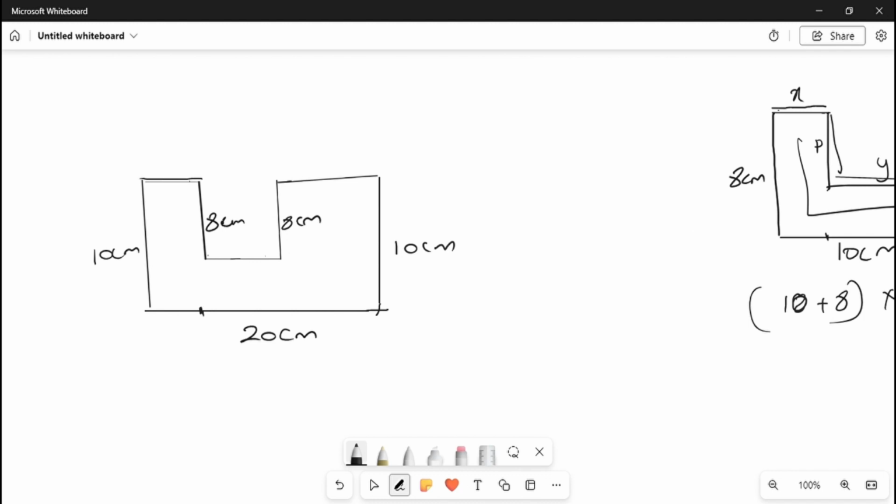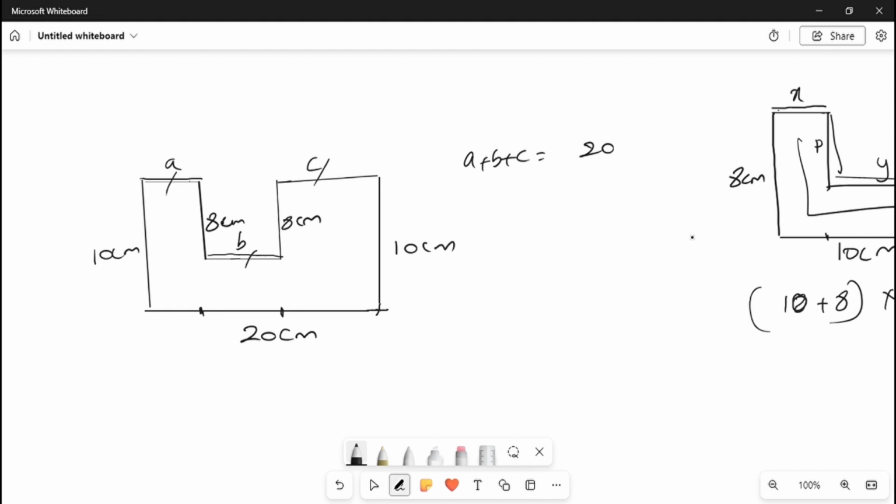This length is coming over here. This length is coming over here. This is coming over here. Therefore, this and this and this together, if it is A, if it is B, if it is C, A plus B plus C equals 20. Now we can easily find the perimeter of this object.